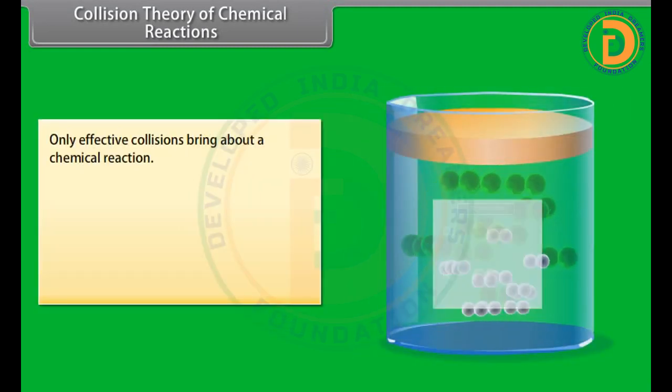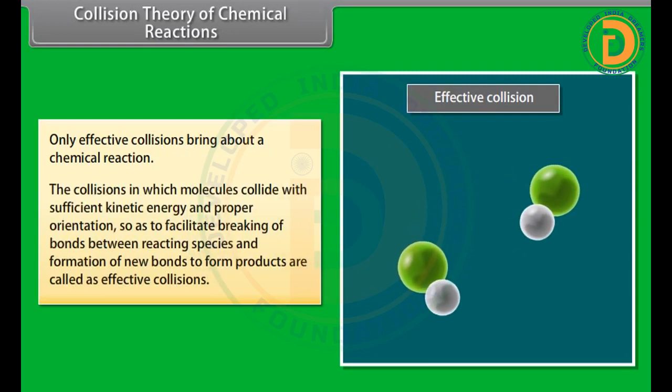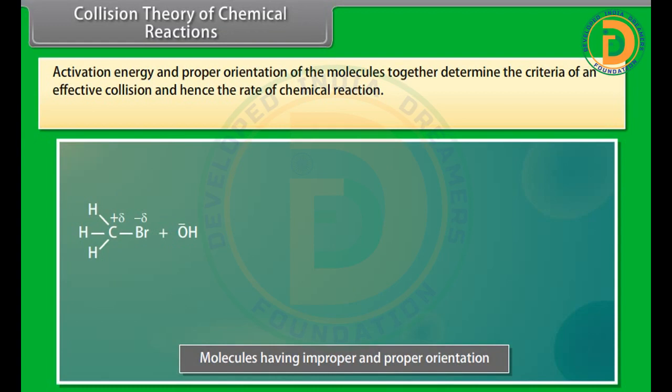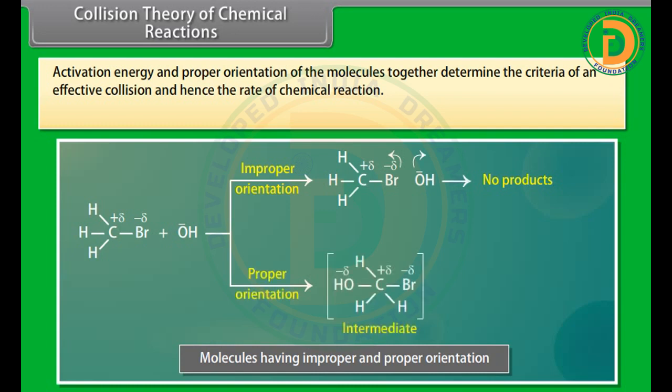Collision theory of chemical reactions. Only effective collisions bring about a chemical reaction. The collisions in which molecules collide with sufficient kinetic energy and proper orientation so as to facilitate breaking of bonds between reacting species and formation of new bonds to form products are called effective collisions. Activation energy and proper orientation of the molecules together determine the criteria of an effective collision and hence the rate of chemical reaction.